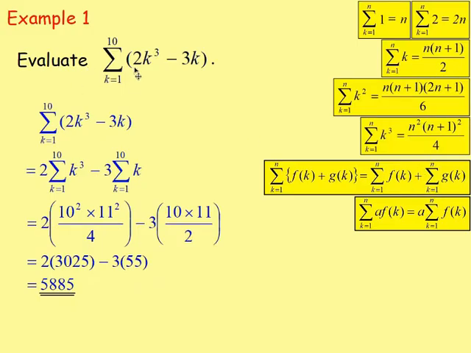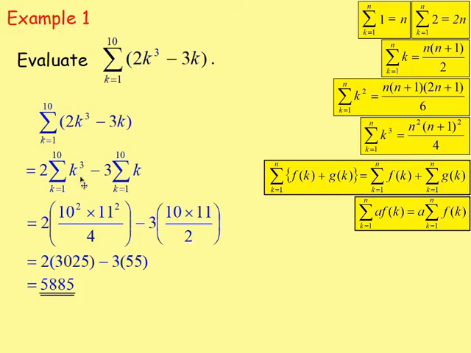For example, if you want the sum of 2k cubed minus 3k going from k is 1 all the way up to n, the first thing you could think is, right, I've got two functions here, so I can split them up. So it's the sum of the first minus the sum of the second. But you've also got constants in front of k, so you can take those outside the sigma. So you've got 2 times the sum of k cubed, take away 3 times the sum of k, going from 1 up to 10.